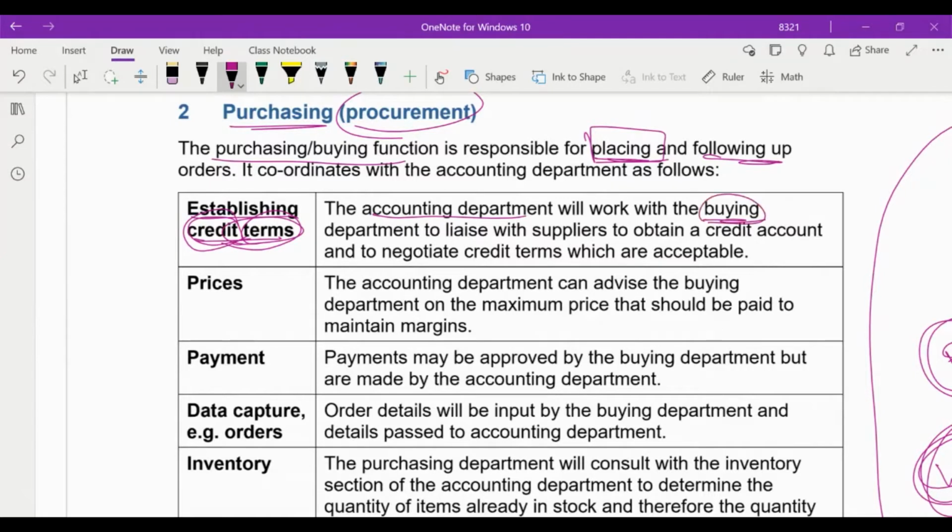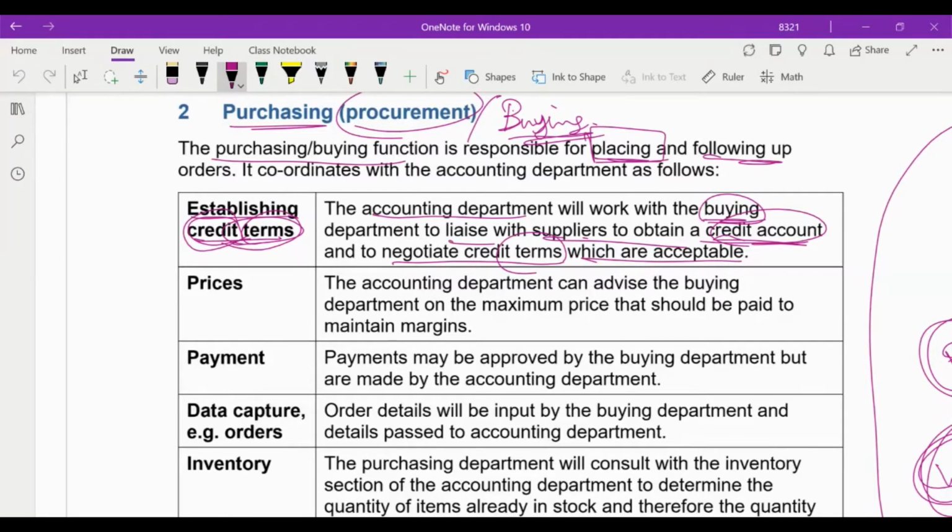Now, what is the buying department? Same, the procurement department is the buying department. You don't need to confuse yourself with this. Purchasing, procurement, buying department, whatever you can call it. So the accounting department will work with the buying department to liaise with suppliers to obtain a credit account, and to negotiate the credit terms which are acceptable. Overall, the accounting department has the required set of skills and negotiators who will negotiate on behalf of the buying, that means the purchasing procurement department, with the supplier to obtain the best credit terms.